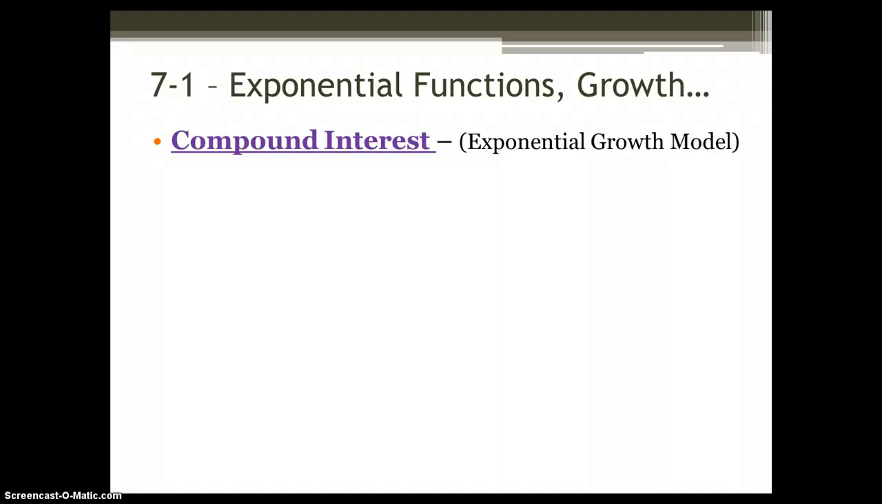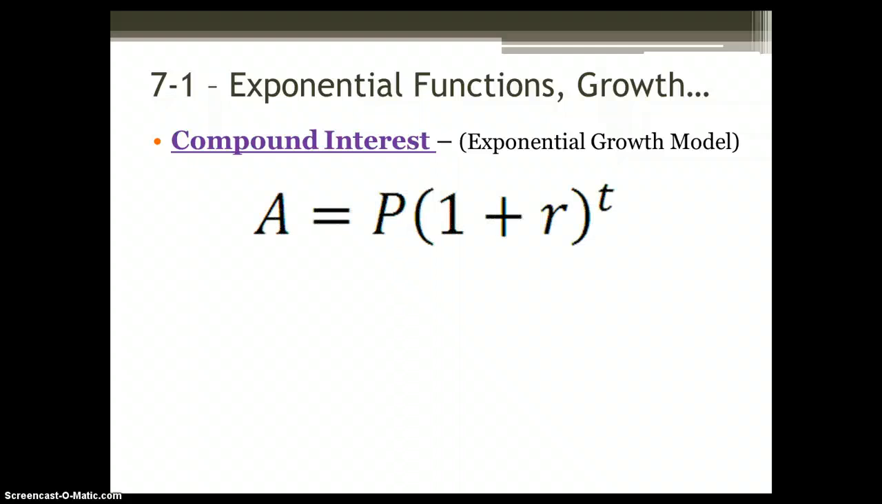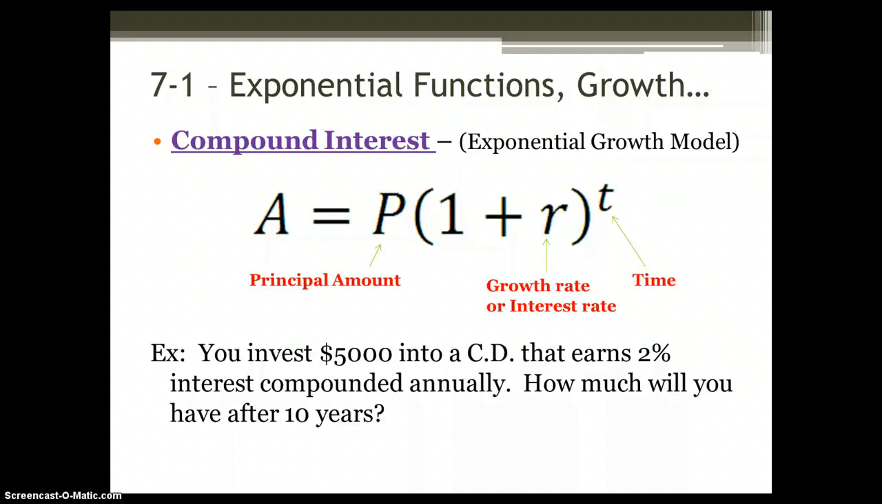One application of exponential growth is what's called compound interest. The formula for compound interest is this: A equals P times (1 plus r) to the t power, where A stands for the total amount, P is our principal amount, r is our interest rate or growth rate, and t of course stands for time. We use this example in a lot of investment problems. For example, let's say you invest $5,000 into a CD that earns 2% interest compounded annually. How much will you have after 10 years?